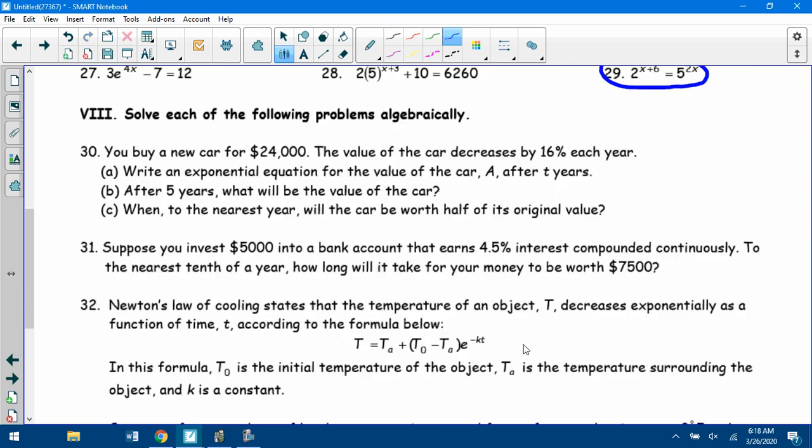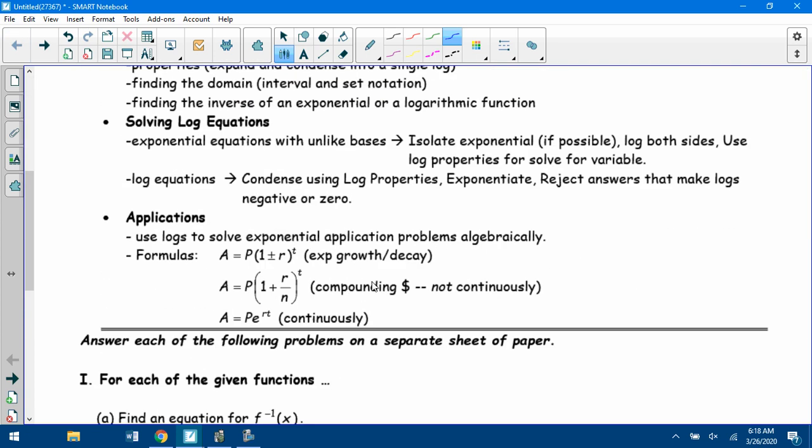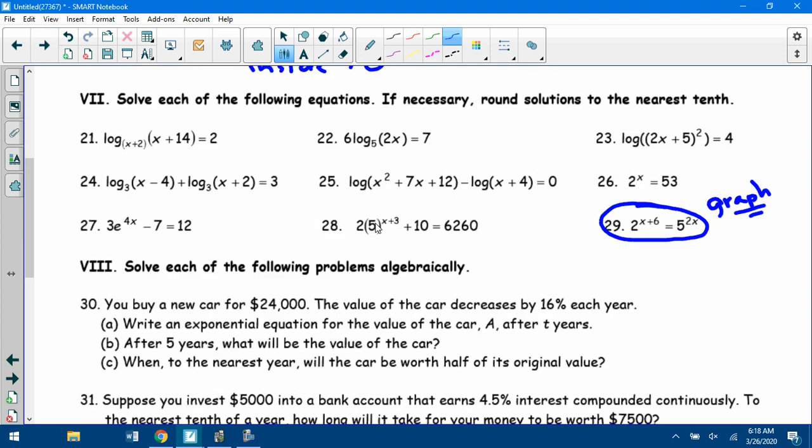And then applications from yesterday, know those formulas, they're written on the front. Continuously means PERT. Compounding not continuously would be that formula. And if it's anything else but growing exponentially, it's the first formula. But those are the last 3 questions.